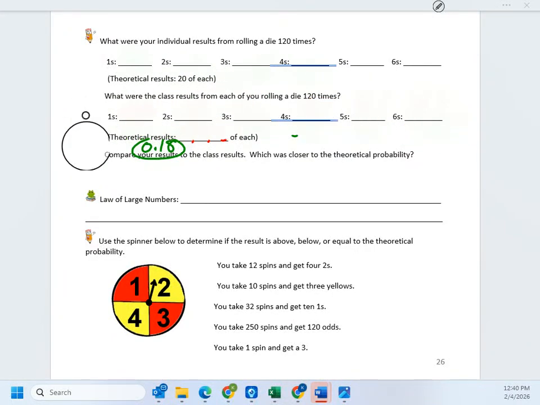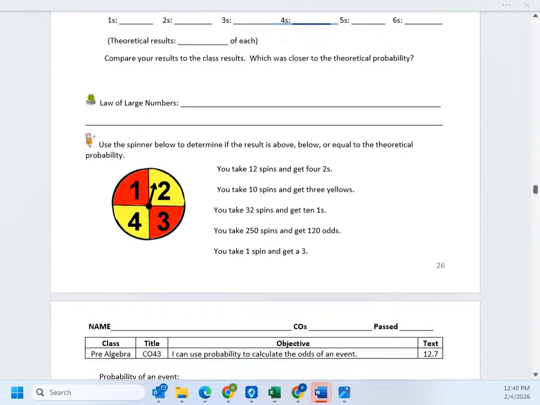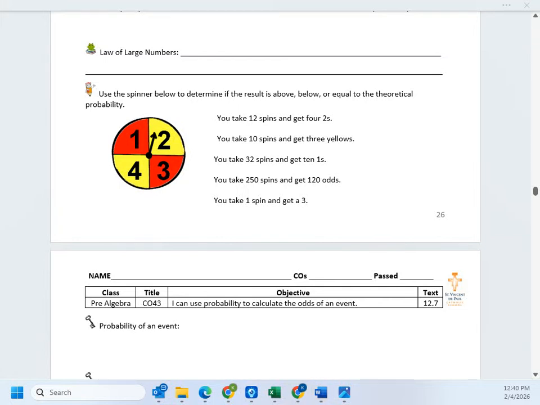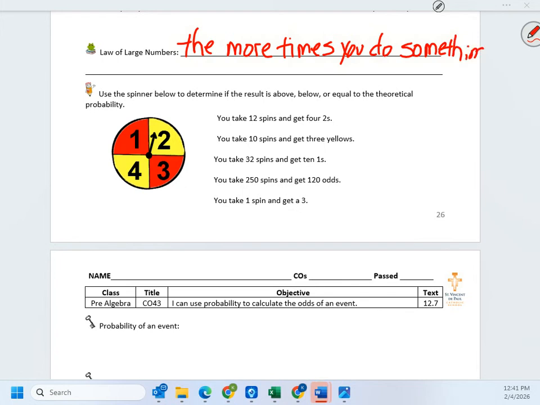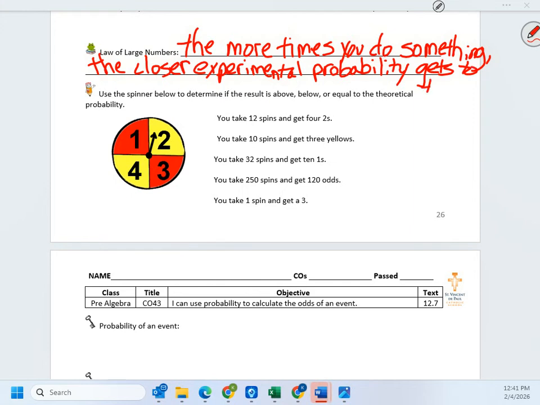This leads us to the law of large numbers. The law of large numbers says the more times you do something, the closer experimental probability gets to theoretical probability.